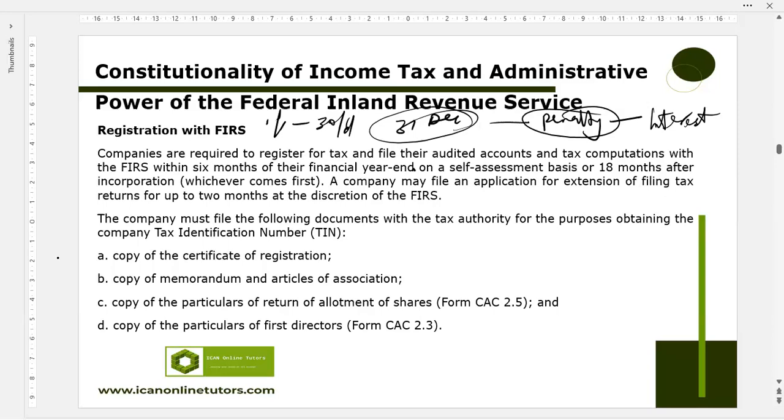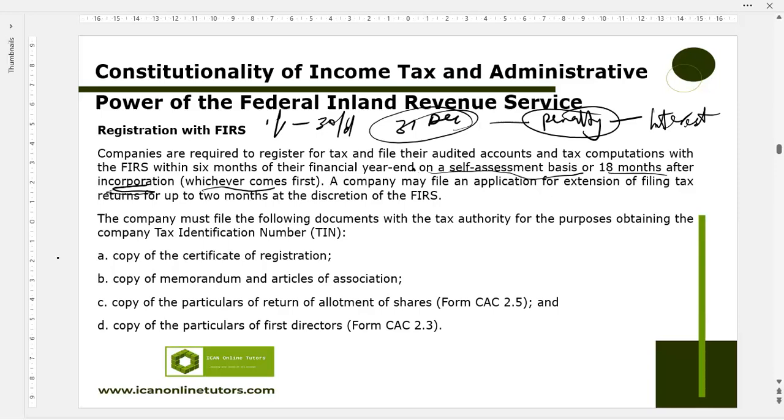Because we are doing this on a self-assessment basis, unlike what we have in South Africa, where it is their tax authority that determines the tax they pay. So, there's no stress. Within 6 months of the financial year end on a self-assessment basis, or 18 months after incorporation, whichever comes first. A company may file an application for extension of filing tax returns for up to 2 months at the discretion of the FIRS.